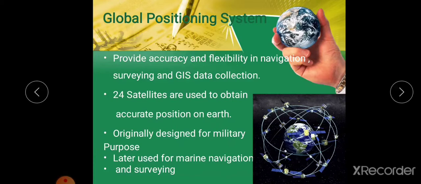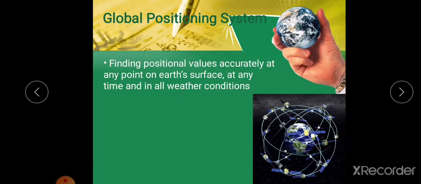Originally it was designed for military purposes only, but later on it has found so many applications. GPS technology finds positional values accurately at any point on Earth's surface, at any time and in all weather conditions. So that is one of the main important applications of GPS technology, that it can be applied at any time and in any weather condition.